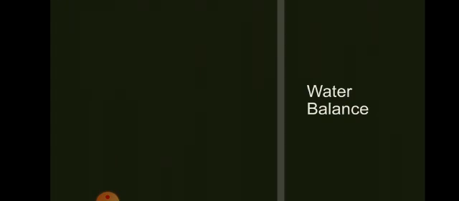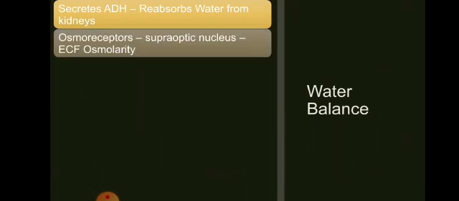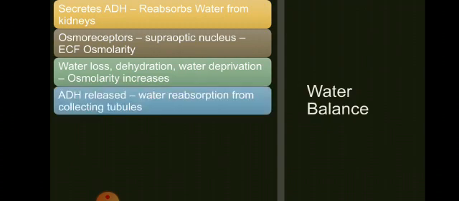Now let's see the next most important part. How the hypothalamus, it is the third center, isn't it? So how does the hypothalamus maintain water balance? The hypothalamus secretes ADH, antidiuretic hormone, which helps in the reabsorption of water from the renal tubules. Now osmoreceptors are present in the supraoptic nuclei, which control the extracellular fluid osmolality. Water loss combined with dehydration and water deprivation leads to an increase in osmolarity.